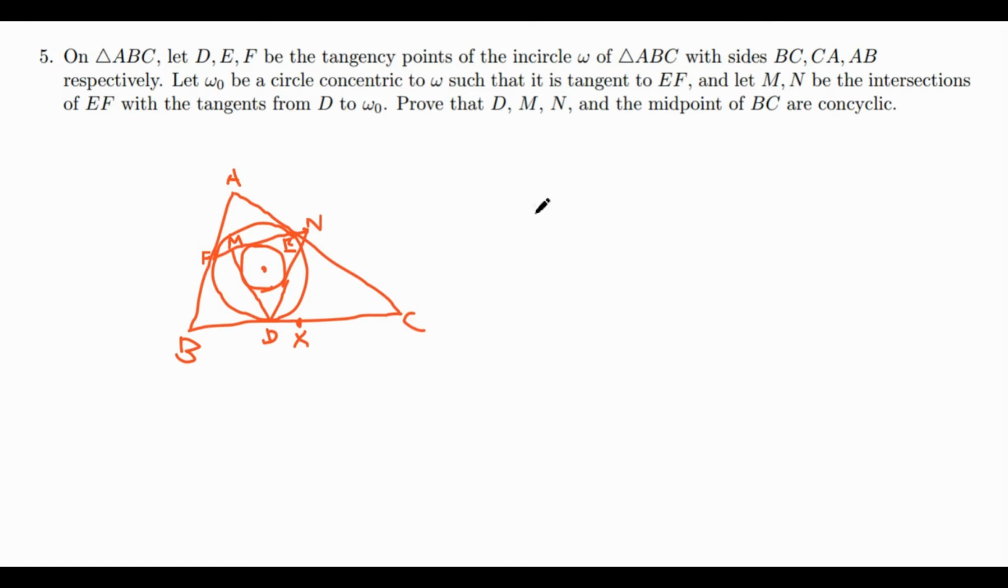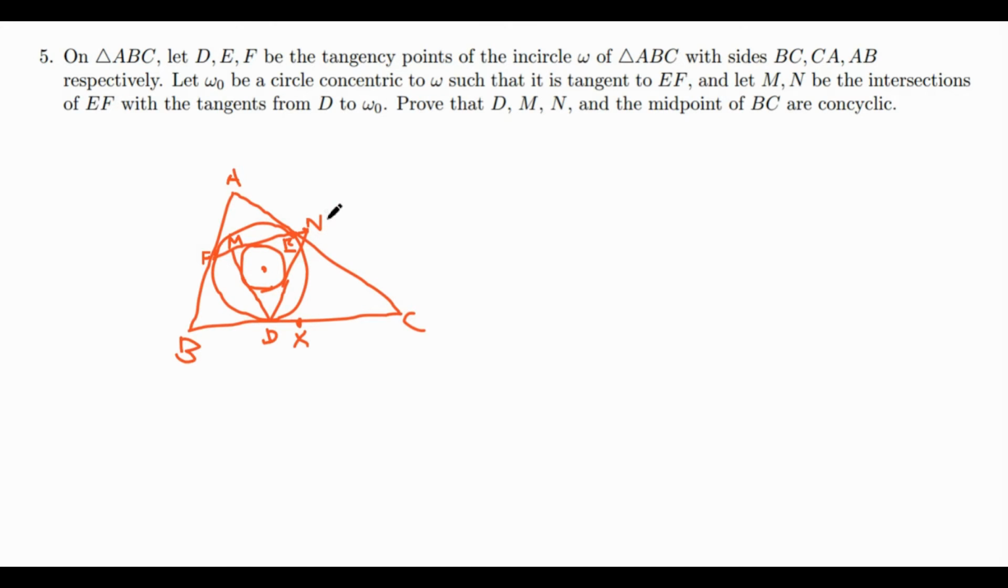On a triangle ABC, we have D, E, and F be the tangency points of the incircle of ABC with sides BC, CA, and AB as shown in the diagram. And we also have another circle that's concentric with the incircle, such that it's also tangent with EF. And M and N are the intersections of EF with the tangents from D to this smaller circle, as shown in the diagram. And we have to prove that D, X, M, and N are concyclic, where X is the midpoint of BC.